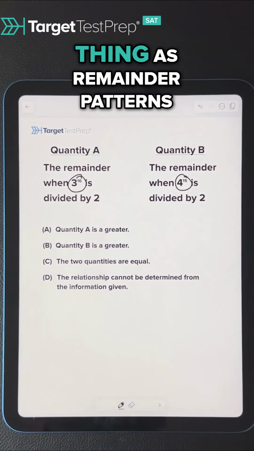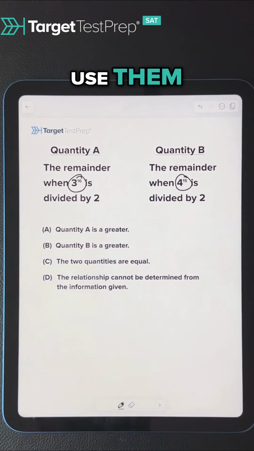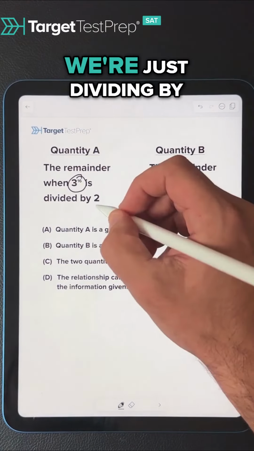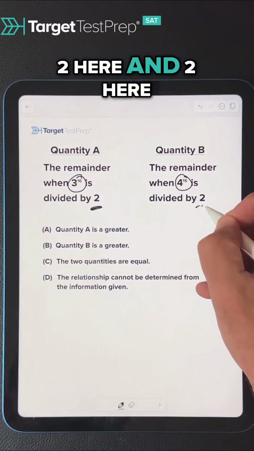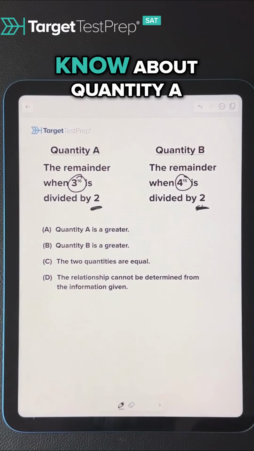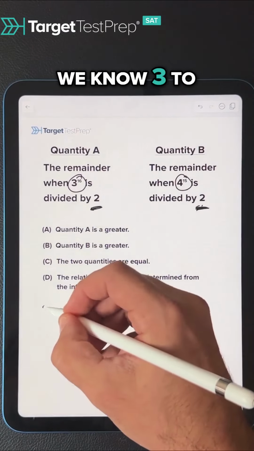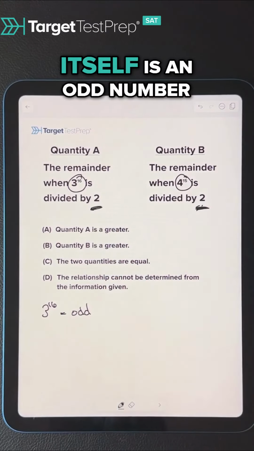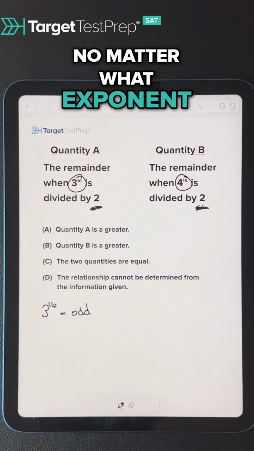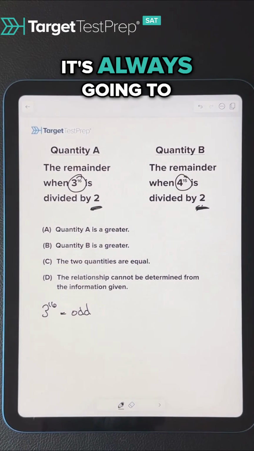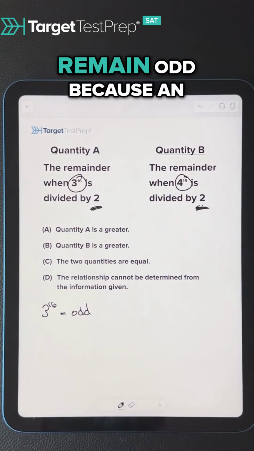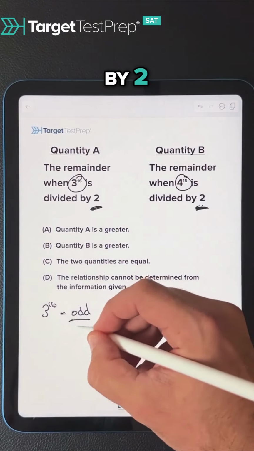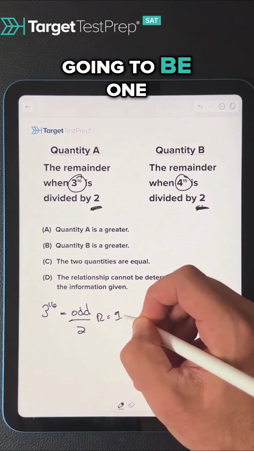Now, there is such a thing as remainder patterns if you need to use them, but we don't here. We need to recognize, hey, wait a second. We're just dividing by 2 here and 2 here. And what do we know about quantity A? Well, we know 3 to the 16 will always be odd because 3 itself is an odd number. No matter what exponent you set it to, it's always going to remain odd because an odd times an odd is odd. What do we know about an odd divided by 2? Well, the remainder is always going to be 1.